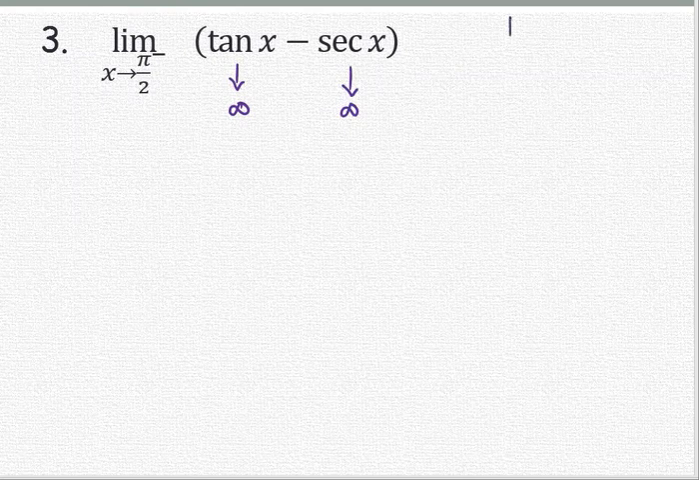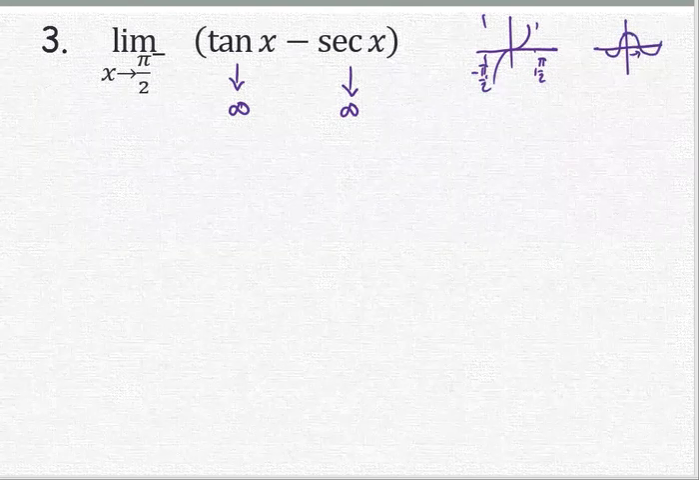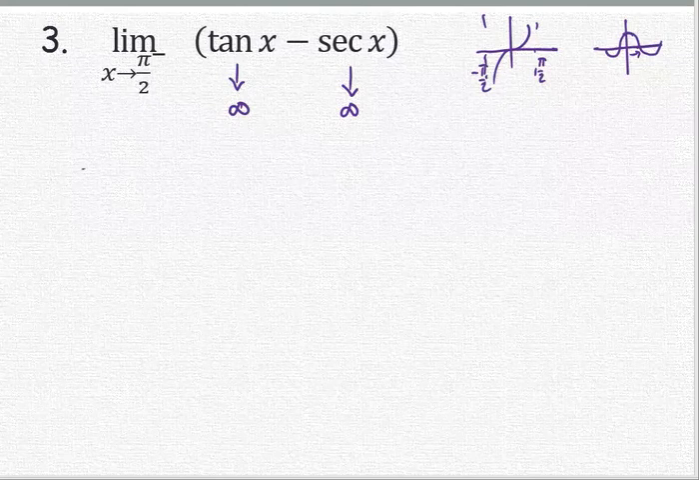As you can see from the graph of the tangent, with the bounds at negative pi over 2 and pi over 2. And the secant is the reciprocal of the cosine. As x approaches pi over 2, the cosine approaches 0, so the reciprocal approaches infinity.